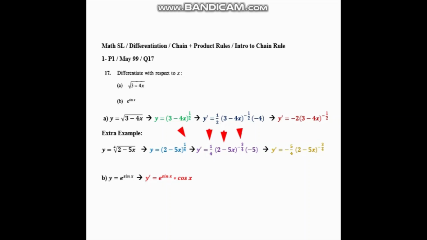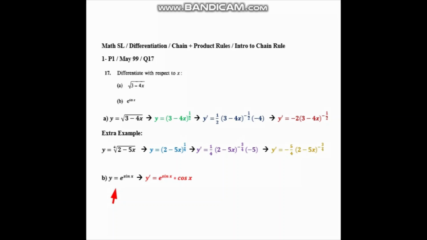So 2 minus 5x, again the 2 differentiates to 0 because it's a constant, and the negative 5x becomes negative 5. And again, in the gold equation, I have only simplified. Basically, I multiplied negative 5 by 1 over 4 to get negative 5 over 4. So this concludes the extra example for question A. Now for question B, I'm required to differentiate y equals e to the power of sine x. Again, there is an inner function and an outer function.